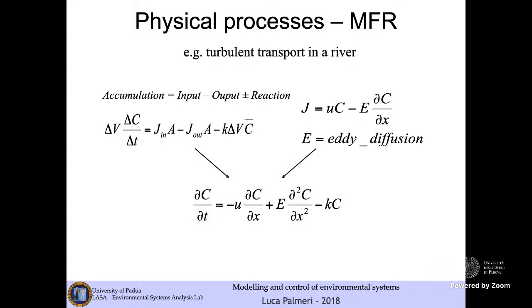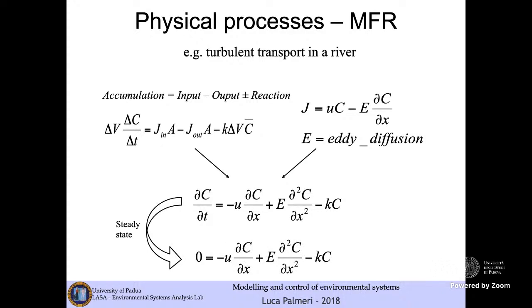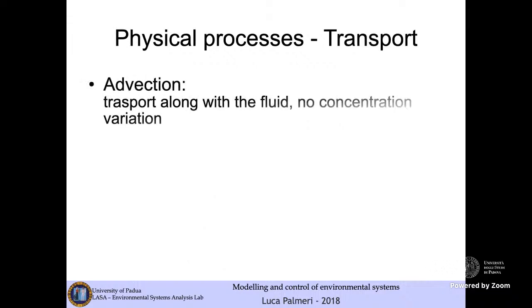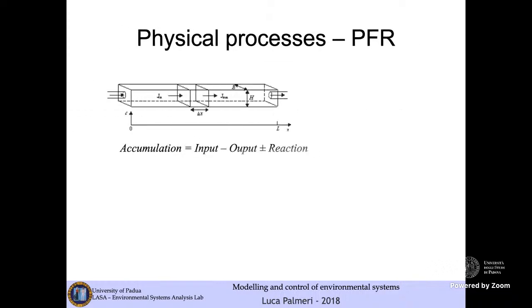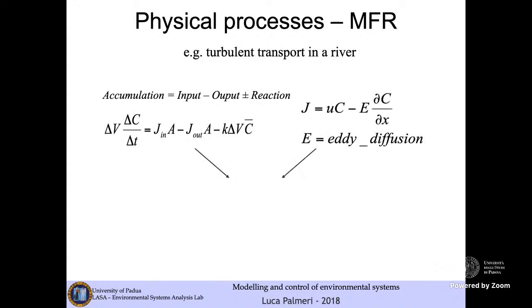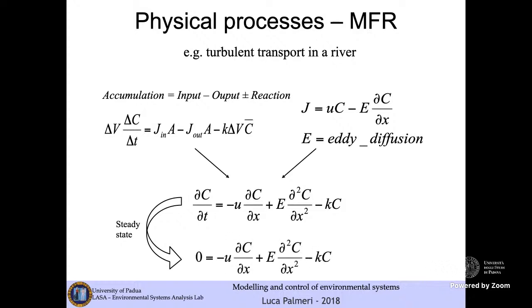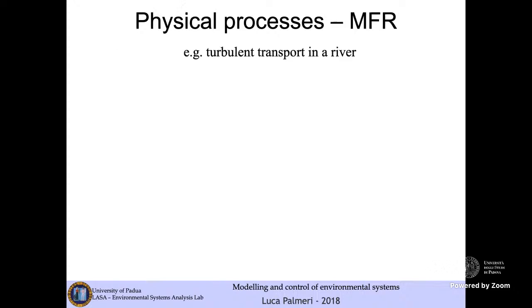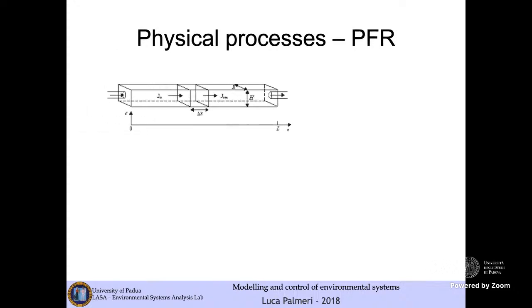In this case, you put all this together, and in a steady state, dC over dt is equal to 0. You obtain this equation, but it is not anymore a first order. Instead, it is a second order partial differential equation, in which you have derivatives in space, in this case, second order derivatives. And what you obtain for the MFR, mixed flow reactor, is this kind of model that is a second order differential equation in the variable x, one dimensional and three dimensional. We will see next Thursday what happens in three dimensions.